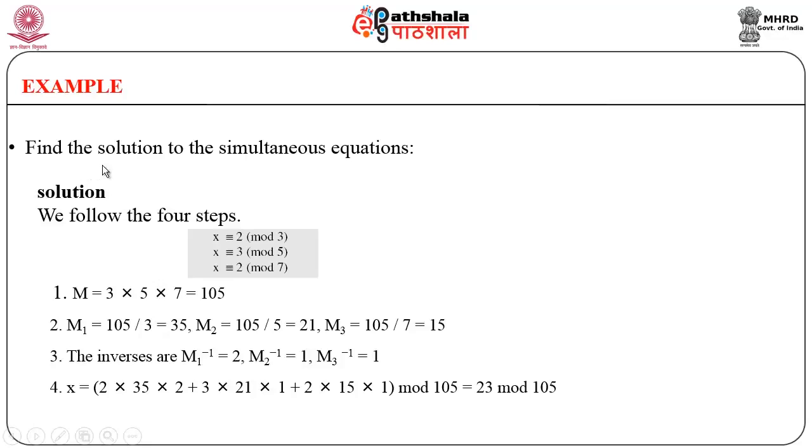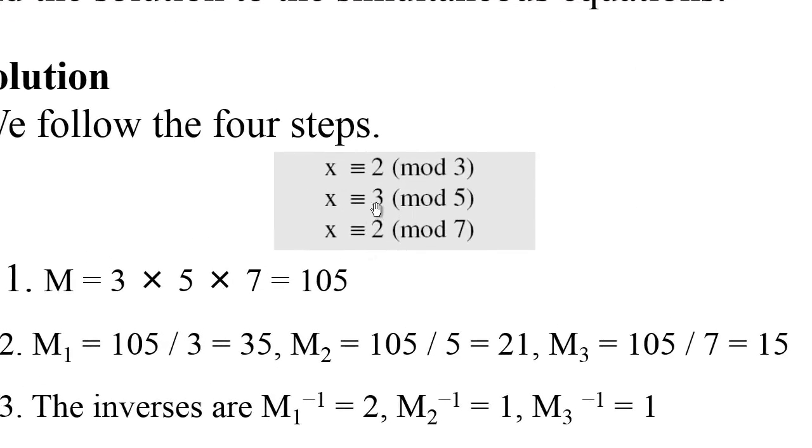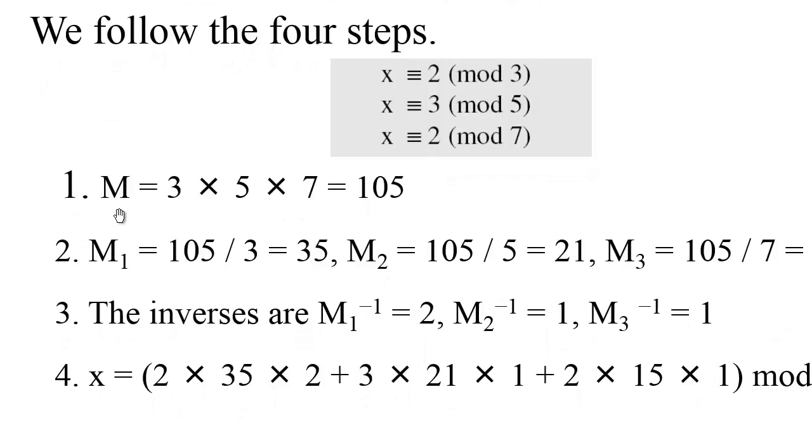This solution to the simultaneous equations, we follow the 4 steps as we already know. x is congruent to 2 mod 3, x is congruent to 3 mod 5, x is congruent to 2 mod 7. So, the first step, we have to find out the capital M. M is equal to 3, that is the modulus of the first equation, second equation, third equation: 3, 5 and 7, is equal to 105.